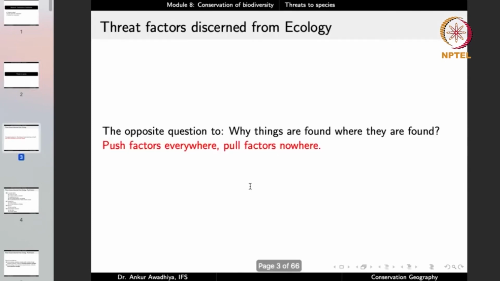What are the threats to species? Now, threats to species are the opposite question to why things are found where they are found. That is, when we talked about biodiversity and when we discussed that camels are only found in deserts, because through the process of evolution, they have now developed those traits, those characteristics that make them best suited for a desert habitat. So, they have a good amount of storage of food and water in their bodies. They have padded feet that permit them to walk on the deserts. They have long eyelashes that protect their eyes from the sand, and so on.